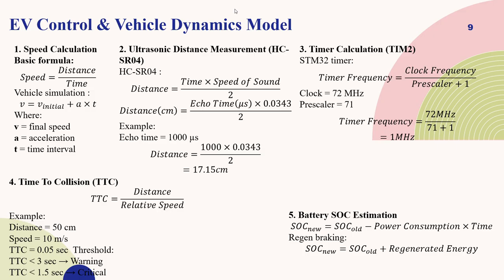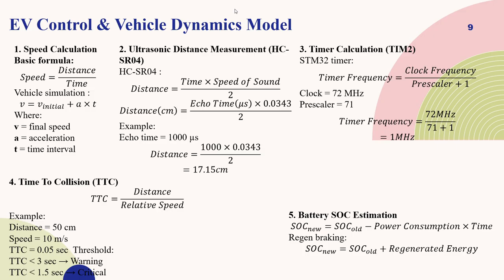Next, timer calculation. Here we use timer 2. Timer frequency is clock frequency by prescaler plus 1. Clock is 72 megahertz, prescaler is 71. Timer frequency is equal to clock 72 divided by prescaler 71 plus 1, so 1 megahertz. Next, time to collision is equal to distance by relative speed.